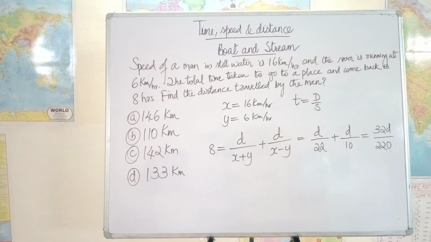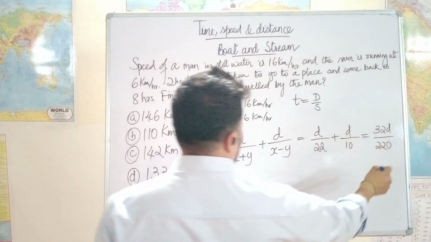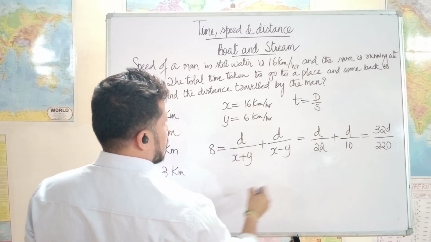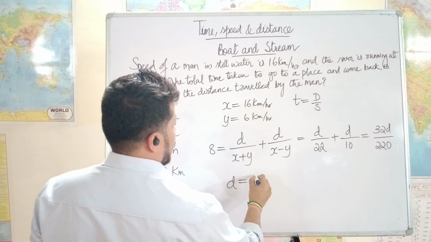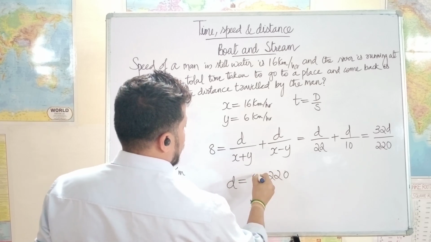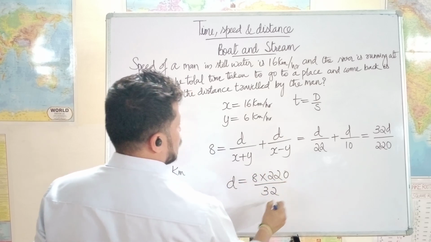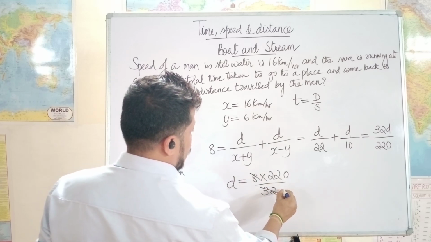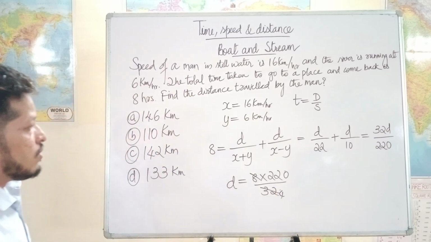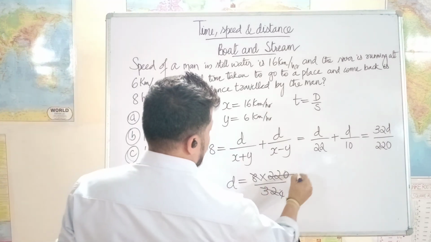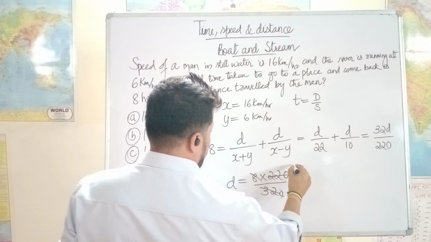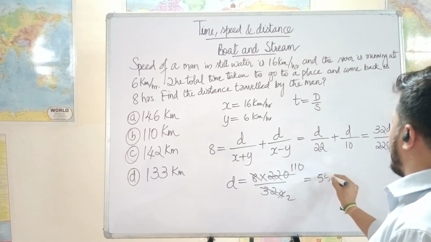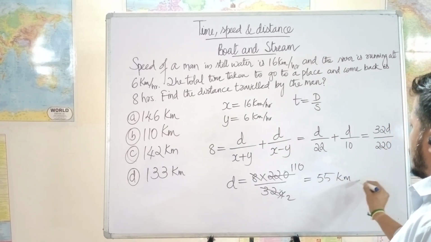Okay, so from here you can simplify here only. Let's do it together. So I'll take 220 to the numerator and 32 to the denominator. So d is equal to 8 into 220 divided by 32. 8 ones are 8, 8 fours are 32. Correct, no? So this is 110 by 2, which is equal to 55. 55 kilometers is d.